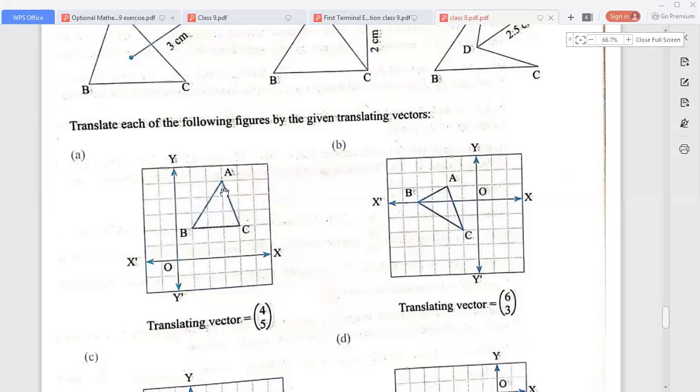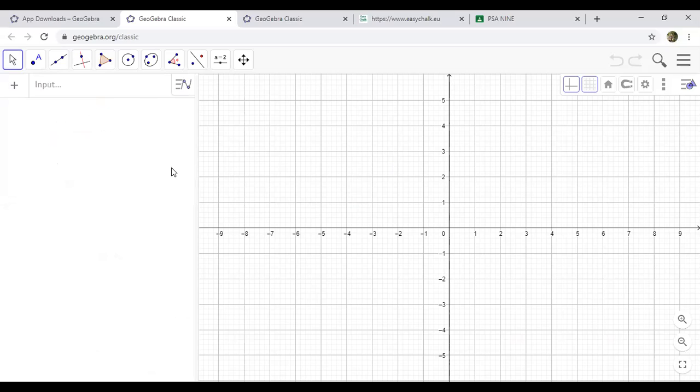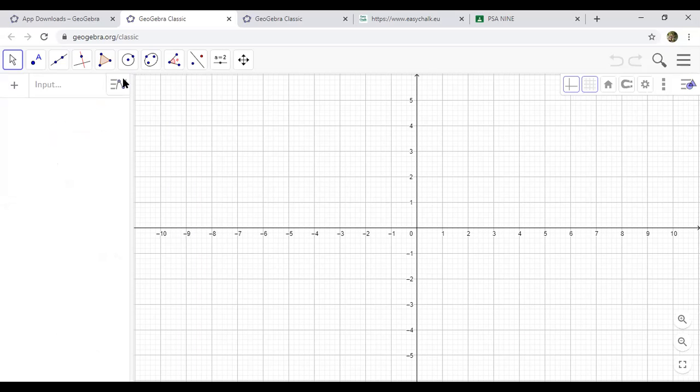Okay, the coordinate of A is 3, 5. B is 2, 2, and C is 4, 2. Okay, let's plot this triangle on the graph. Let me go back to the graph. Okay, this is a graph, and let's plot the points A, B, and C first, and then we will make the triangle.